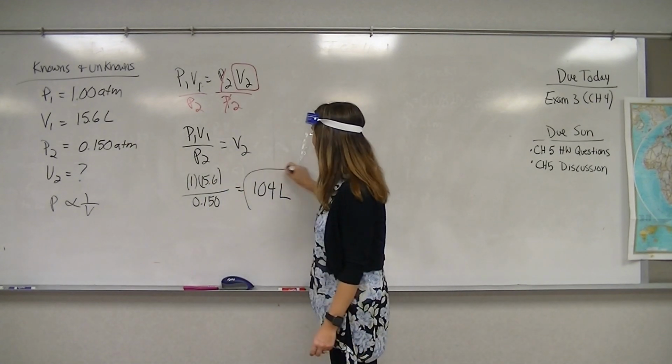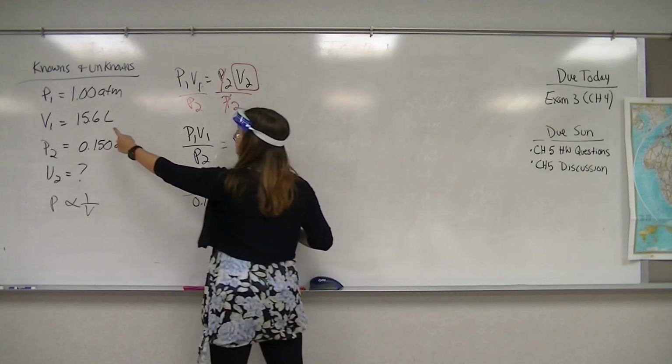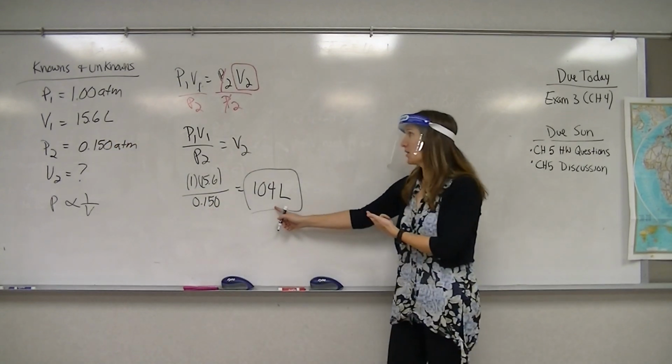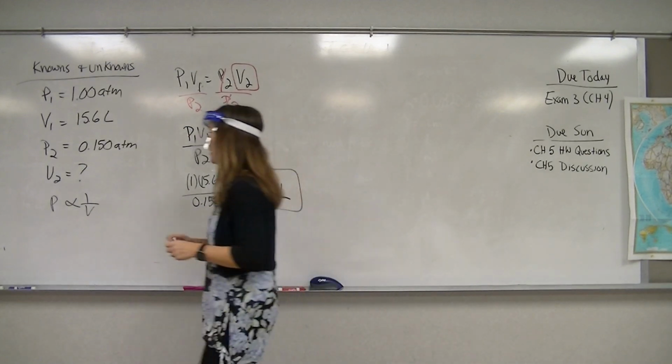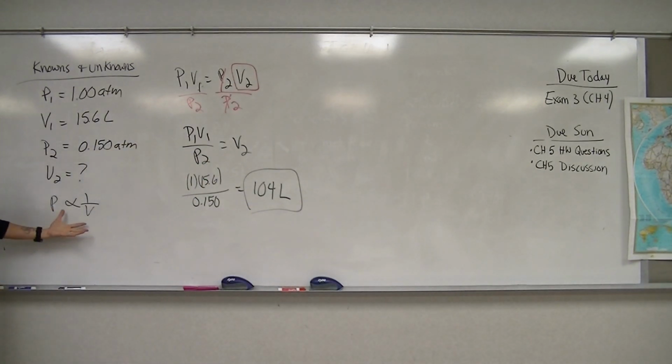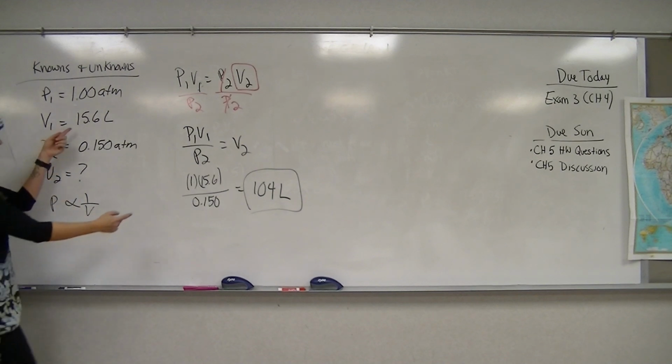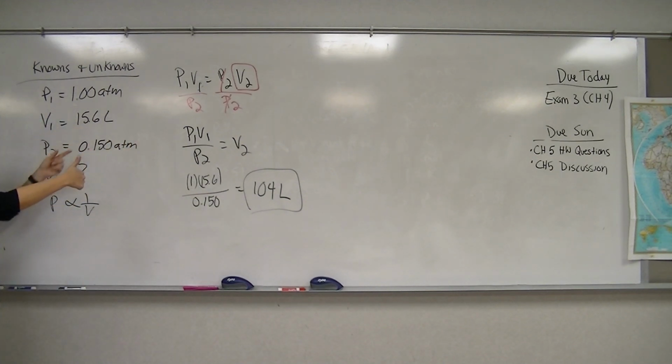So the volume increased a lot. That balloon probably popped, I'm guessing, because it went from 15.6 up to 104. Well, let's see if this checks out. Pressure and volume are inversely proportional. We just said the volume went up. So if the volume went up, that means it's because the pressure went down.